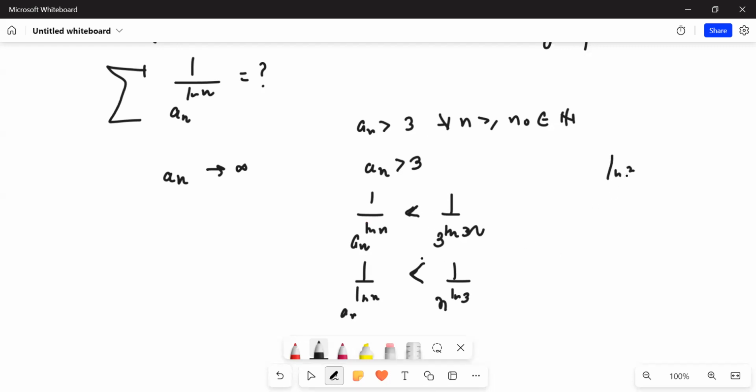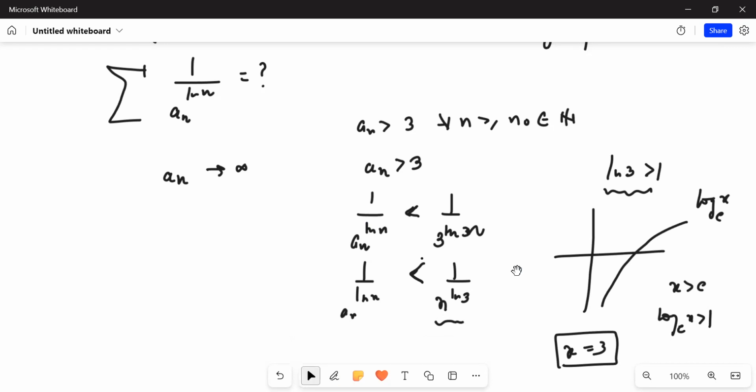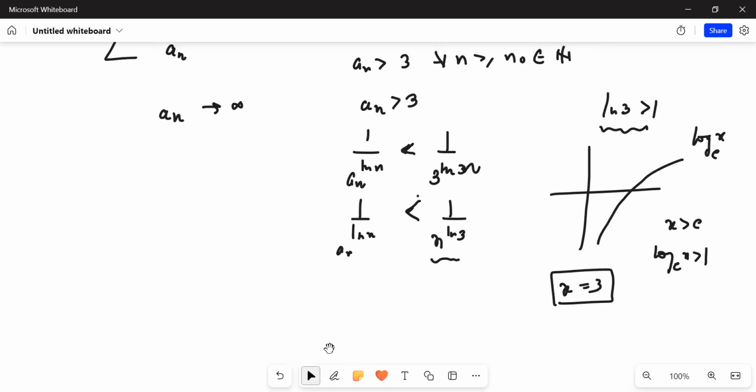And please do remember, what is ln 3? It is certainly greater than 0. Please do remember the graph of log x. I know that for all x greater than e, log x would be greater than 1. So clearly, since 3 is greater than e, ln 3 would be greater than 1. And if ln 3 is greater than 1, then this is convergent. So how should I write it? Since this is convergent, this is also convergent by the comparison test.